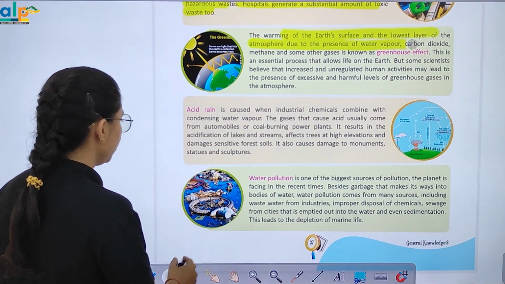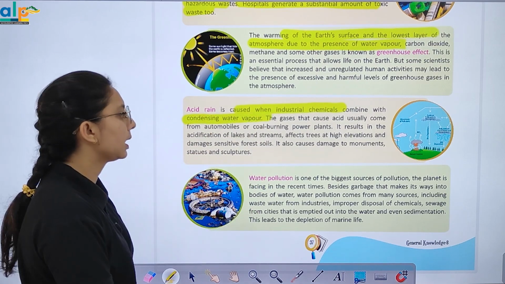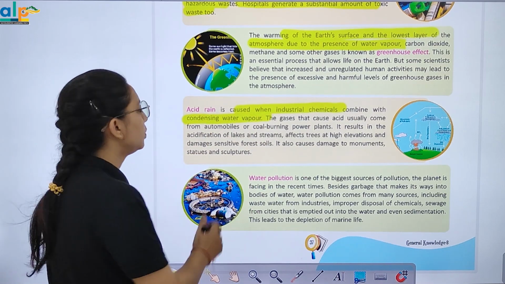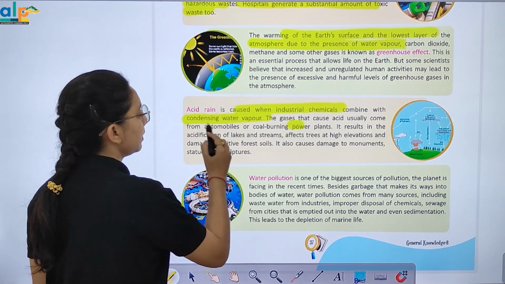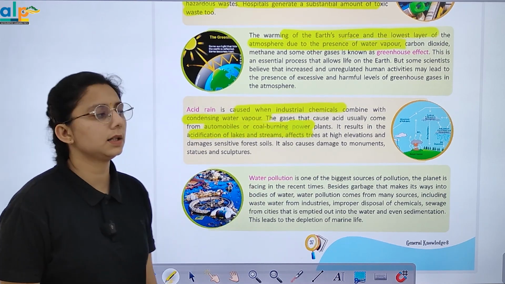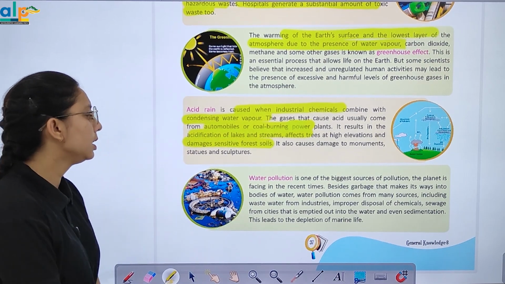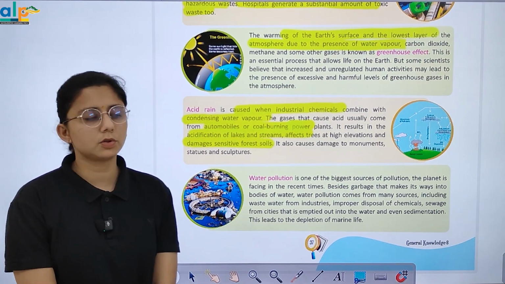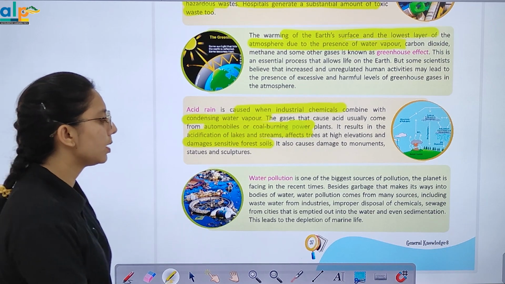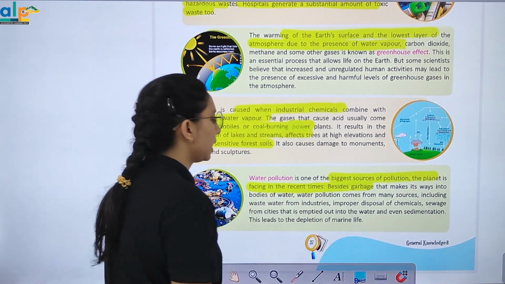Talking about acid rain, it is caused when industrial chemicals combine with condensing water. The gases that cause acid rain usually come from automobiles or coal burning power plants. It results in the acidification of lakes and streams. It affects high elevation areas and damages sensitive forest soil. Right? What does it do to monuments, statues, sculptures? It damages them. Water pollution, one of the biggest sources of pollution the planet is facing in recent times.